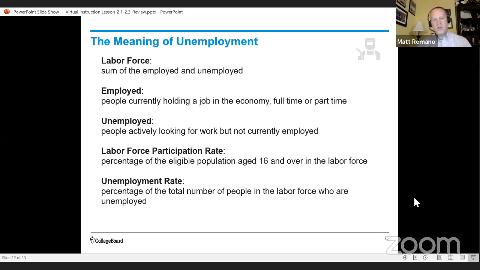Because if you don't know what the numbers represent, they're just numbers. They don't have any meaning to them, and we want these numbers to have meaning. When you see headlines about the unemployment rate, you want to know what it means. And, at the very least, know it's not a percentage of the population, it's a percentage of the labor force.